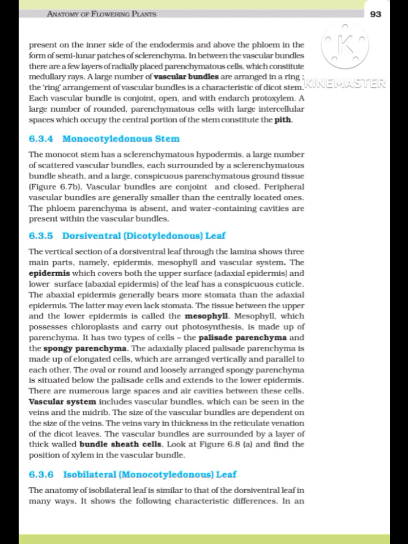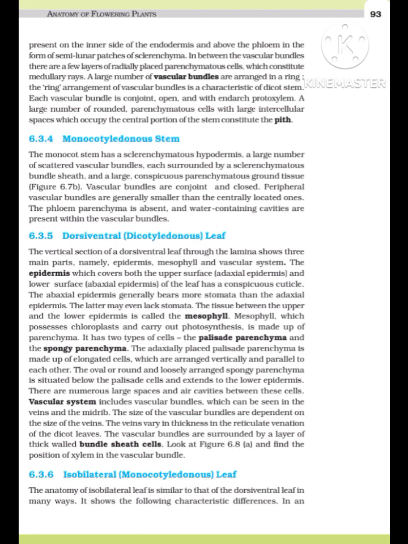In between the vascular bundles there are a few layers of radially placed parenchymatous cells, which constitute medullary rays. A large number of vascular bundles are arranged in a ring. The ring arrangement of vascular bundles is a characteristic of dicot stem. Each vascular bundle is conjoint, open, and with endarch protoxylem. A large number of rounded, parenchymatous cells with large intercellular spaces which occupy the central portion of the stem constitute the pith.